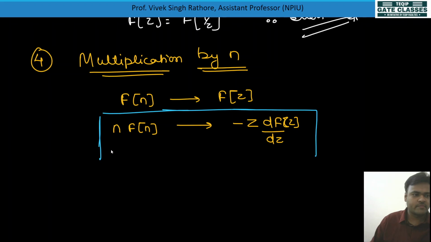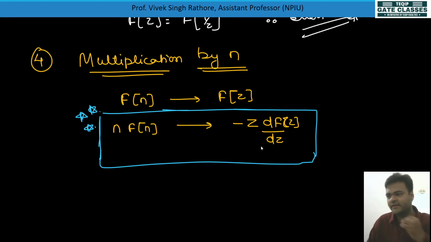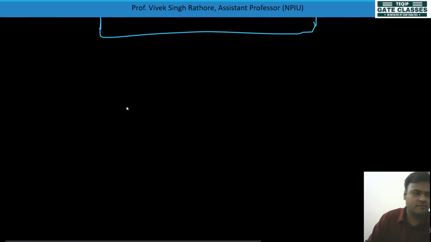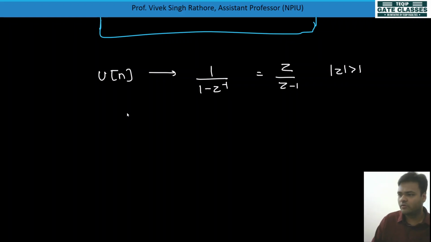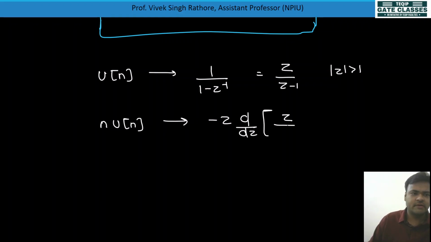So very important, many times you'll see this in the question. Okay, n into f of n is nothing but minus z df by dz. So we'll try to understand from questions, like see u of n is there. Okay, u of n, you know the z transform is nothing but 1 by 1 minus z inverse, it means z by z minus 1, and mod z is greater than 1. This you know already. If we multiply n into u of n, then what we'll get? We'll get minus z d by dz into z by z minus 1.